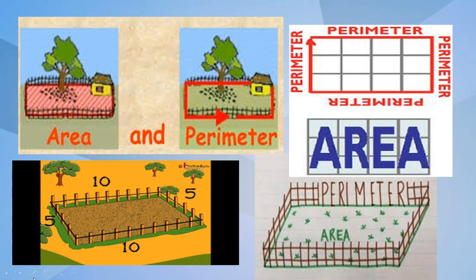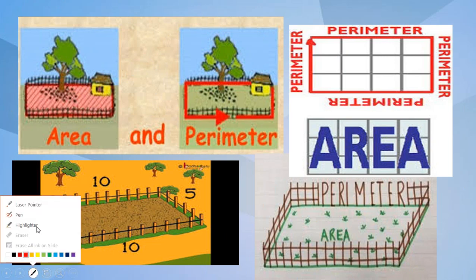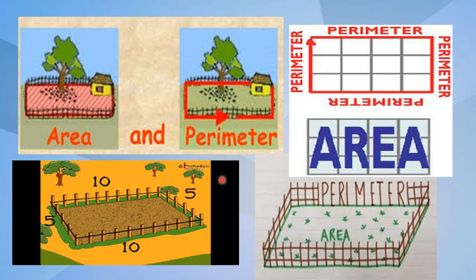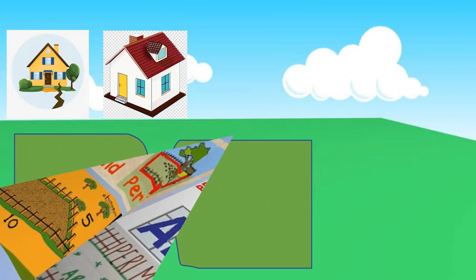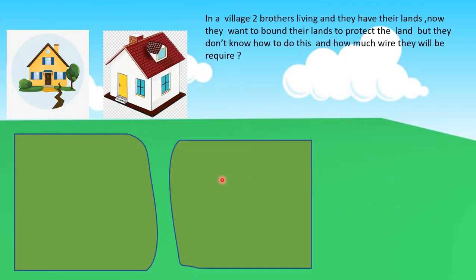Hello students, today in this session we are going to start the chapter Area and Perimeter, class 7th. So let's start the chapter. So let us consider an example. In a village, two brothers are living and they have their lands. Now they want to bound their lands to protect the land, but they don't know how to do this and how much wire they will require.